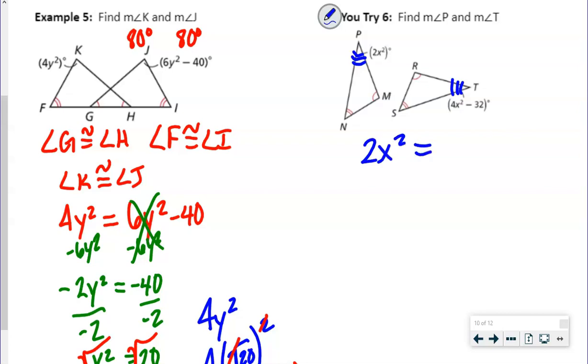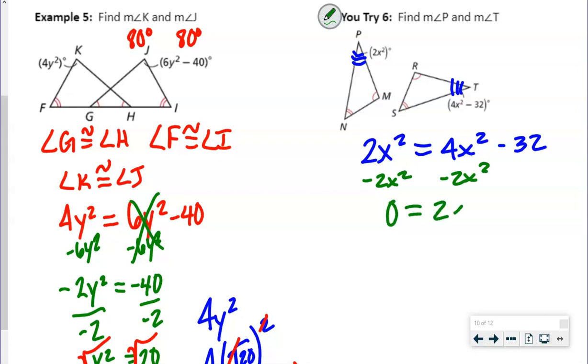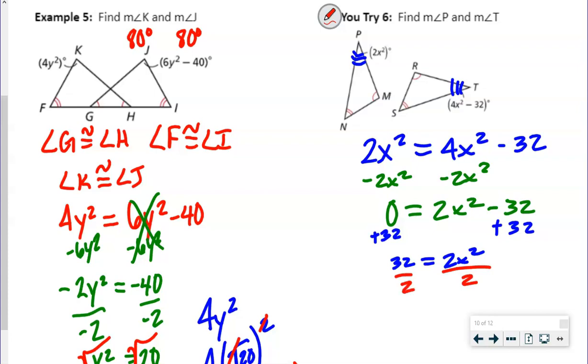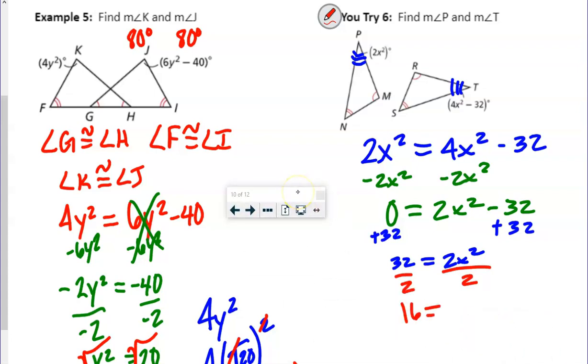So that means we can set them equal to each other again. 2x squared is equal to 4x squared minus 32, right? So this time I'm gonna subtract the 2x squared from both sides, y'all. Okay, so that's going to give me 0 over here is equal to 2x squared minus 32. So what do you think I'm going to do next? Yep, you got it. I'm going to add 32 to both sides. So now I got 32 is equal to 2x squared. What would my next step be? Divide by 2. So now we have 16 is equal to what? X squared.